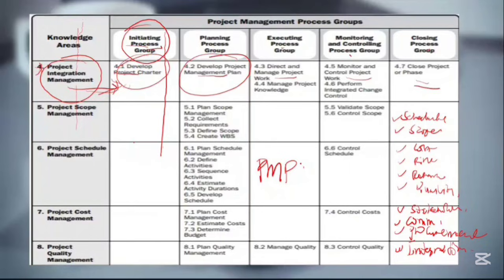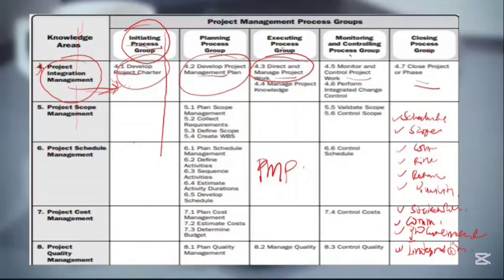Then we go to the next thing, execution. This is where we do the work. So we look at a process called direct and manage project work. This is where all the work is done. Okay, so take note. You could have a question on that. What process will capture how all the work is done? It is direct and manage project work. This is where all the work is done.